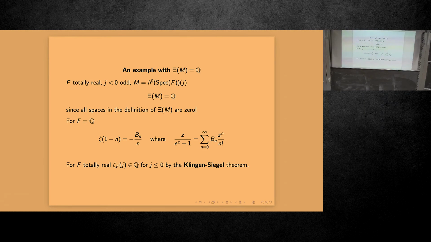if F is Q, then you have this formula for the Riemann zeta function in terms of Bernoulli numbers. It's just a rational number given by this generating series. So everything's totally concrete in that case. And it's known for totally real fields as well by the Klingen-Siegel theorem, but I'm not sure there is an easy recursion for these numbers in this general totally real case. Only for abelian extensions of Q where you have a similar formula.